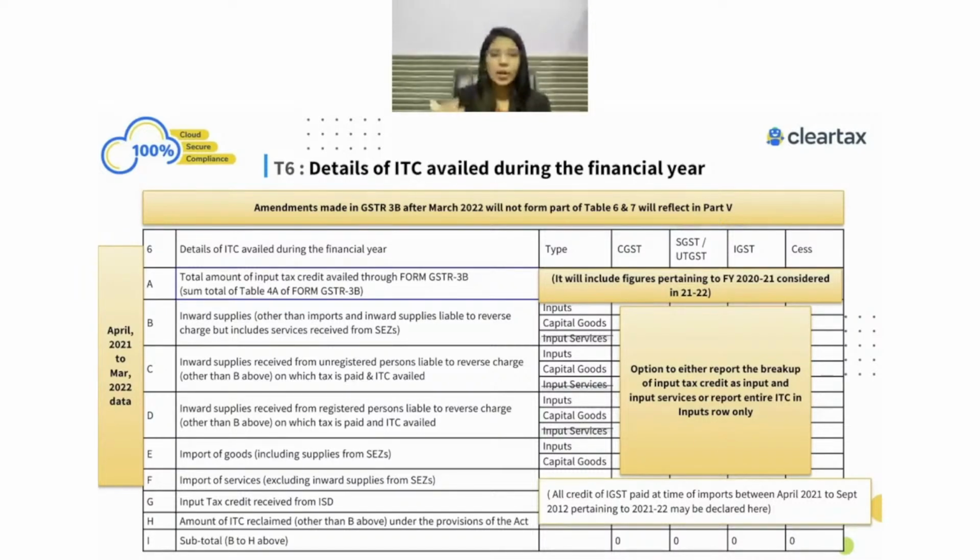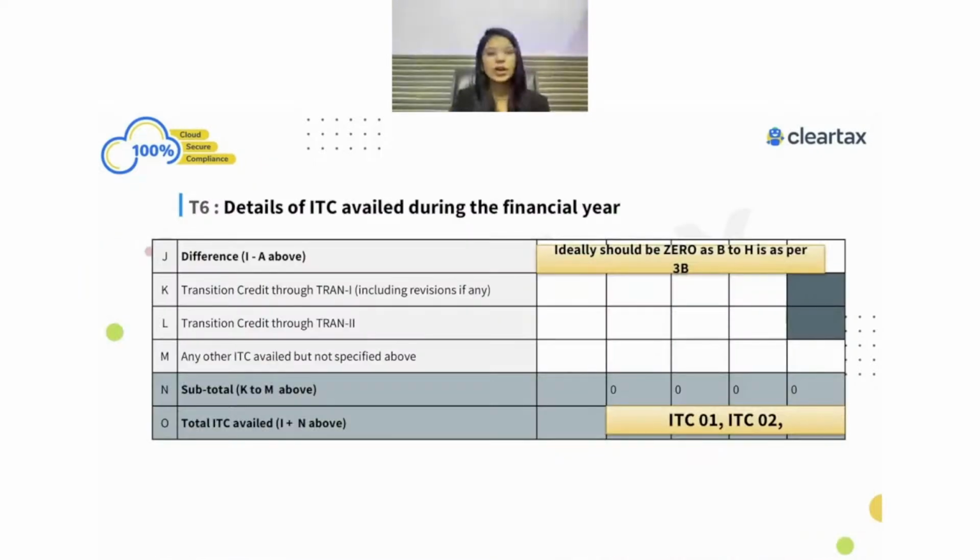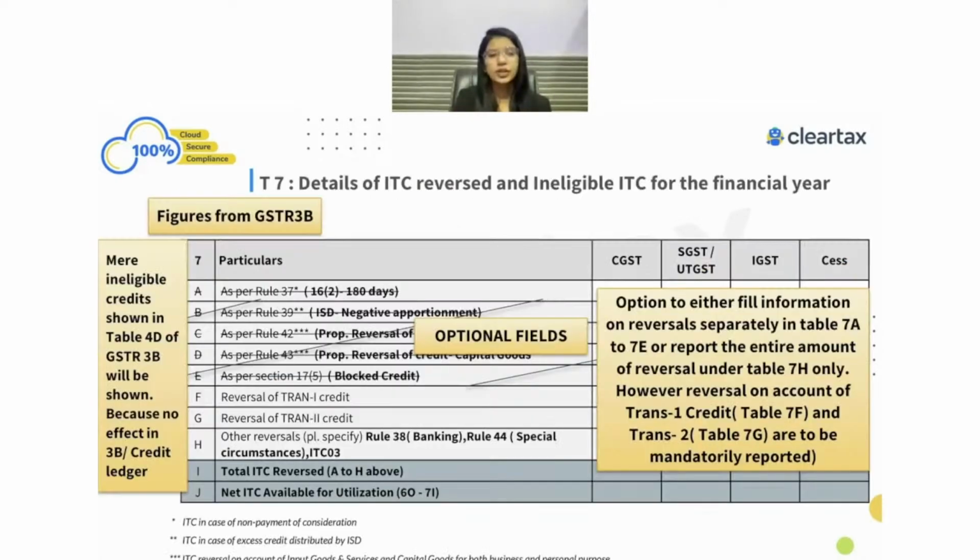So now when we talk about table number 6, we just talked about 6A, which is coming from 3B, and 6B to 6H is nothing but a breakdown of the value which we are showing in 6A. So ideally, when you look into this J column, I minus A, this should be 0. There should be no difference over here. This is what they're saying, that you can always show it over here.